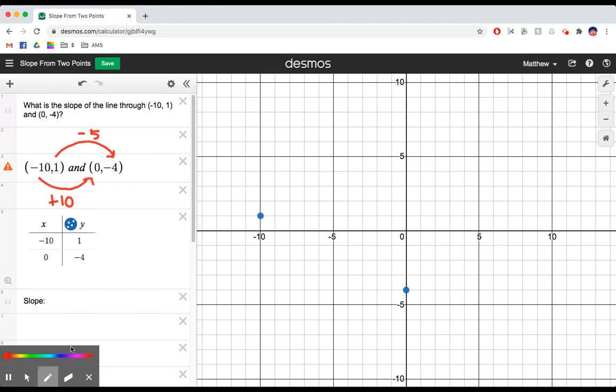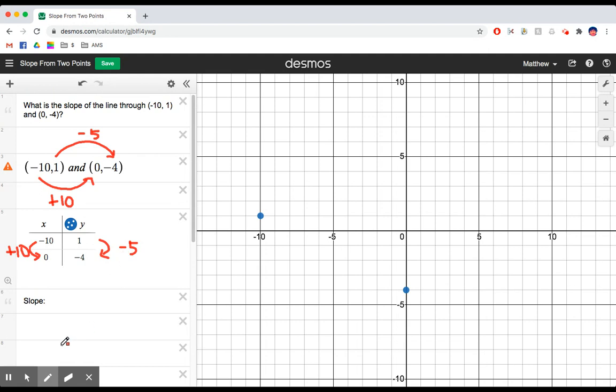Okay, but again, going back to the table. We already know the slope value is negative 5 over 10. There's where your negative 5 is. To get from 1 to negative 4, subtract 5. And then to get from negative 10 to 0, you add 10. Okay, so same thing. 2 ways of looking at it. Pick your preference. But either way, you're going to get the same slope value.